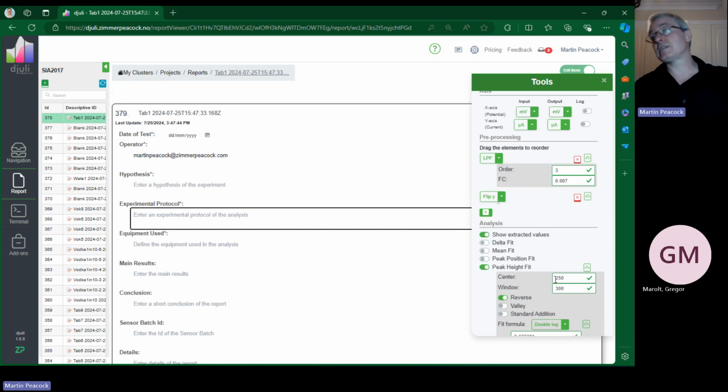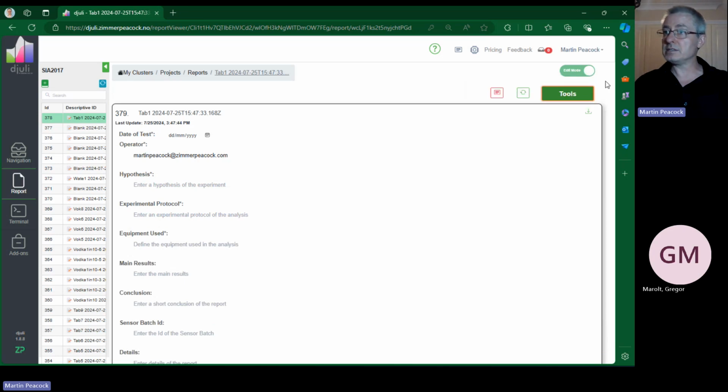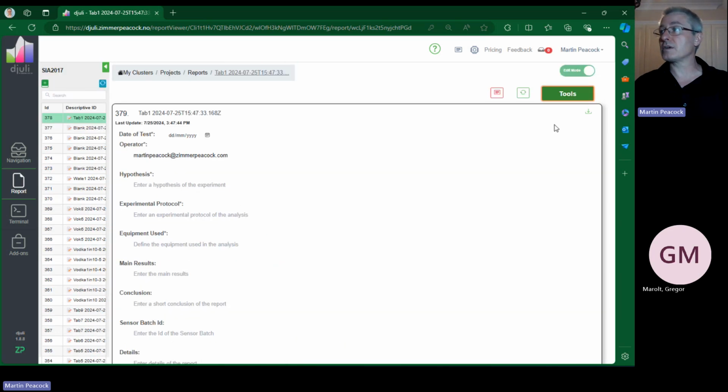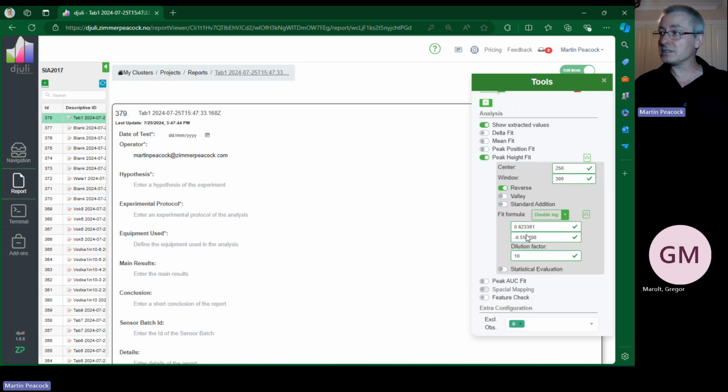So I've said here, center on 250 millivolts. What does center on 250 millivolts mean? It means that the cloud software is actually centered on 250 millivolts. Maybe it was actually 300 millivolts. And it was looking for the highest peak in there. It's processed the data. I just checked what I've written here. And using this formula, it's calculated from peak height what that chemical composition is.